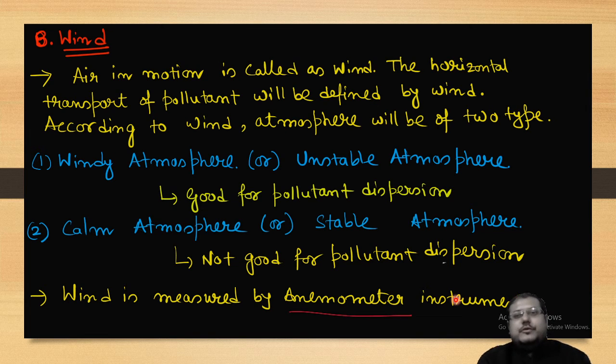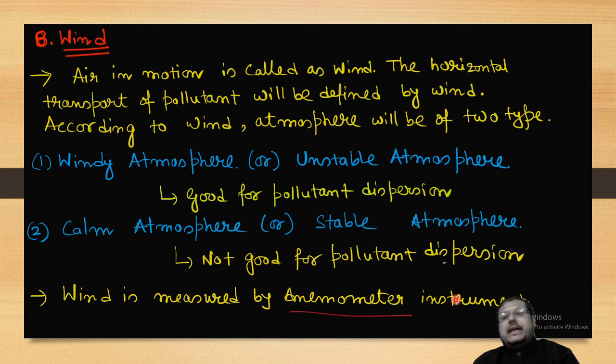According to wind, atmosphere will be of two types. Windy atmosphere or unstable atmosphere is good for pollutant dispersion, and calm atmosphere or stable atmosphere is not good for any kind of pollutant dispersion.